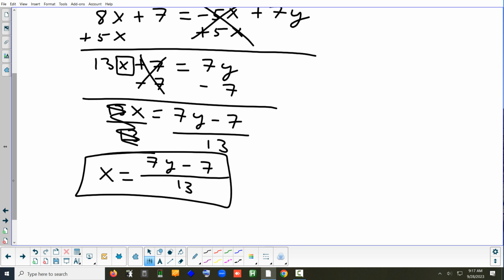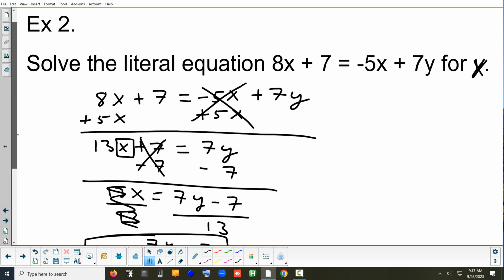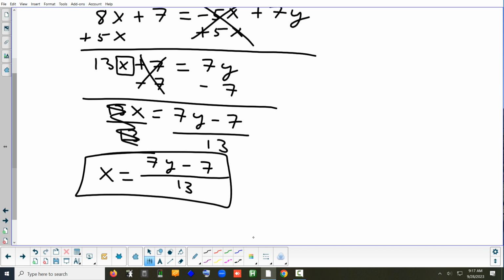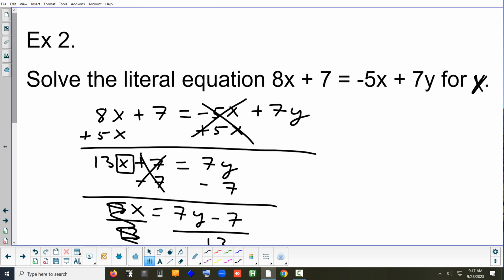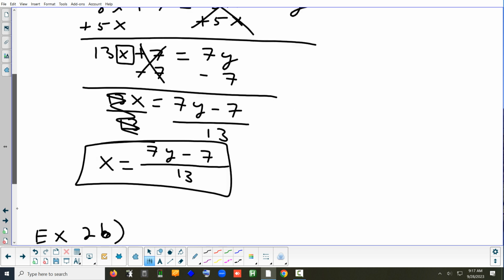Okay. Question on that one? All right, I don't know if you still got a little space under example 2, but let's just try one more like that. We'll call it example 2b. We'll make this one like example 2a.